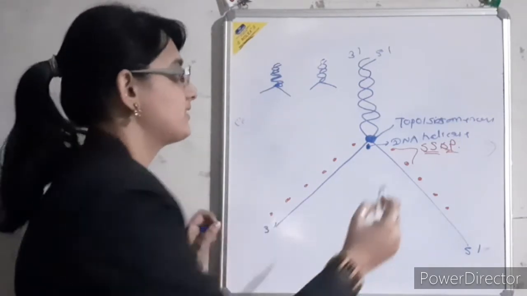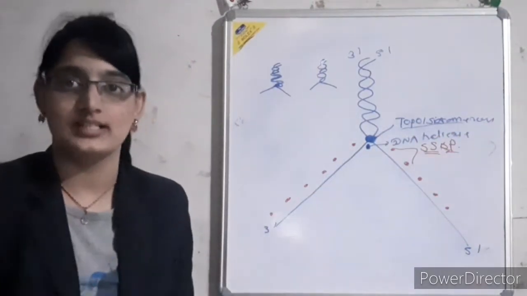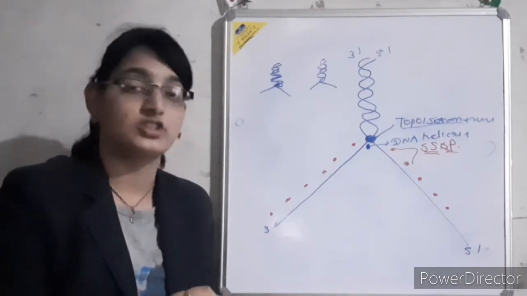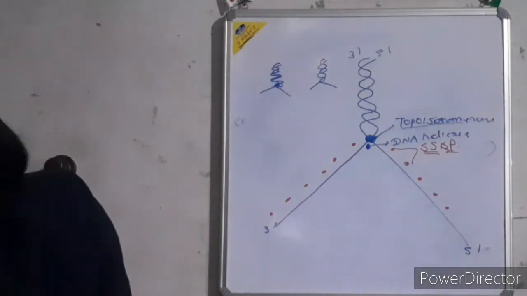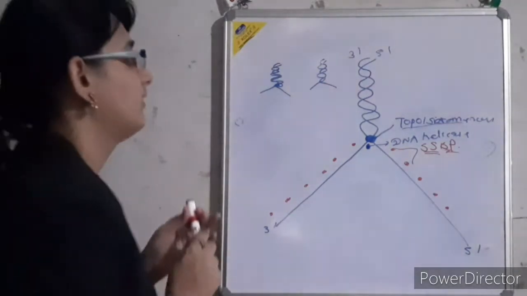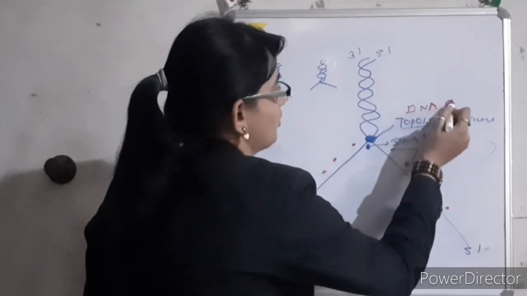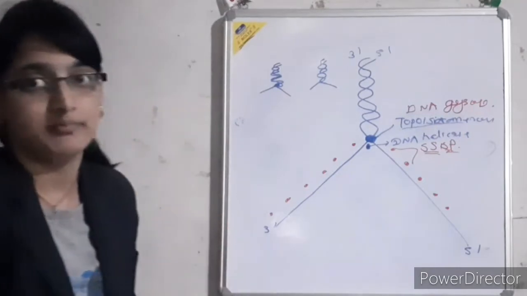So topoisomerase enzyme releases the tension created due to the action of SSBP protein on the respective strands. So this is the function of the enzyme topoisomerase. It is also called DNA gyrase. Okay, so topoisomerase is also called the DNA gyrase. It can be asked in the NEET exam.